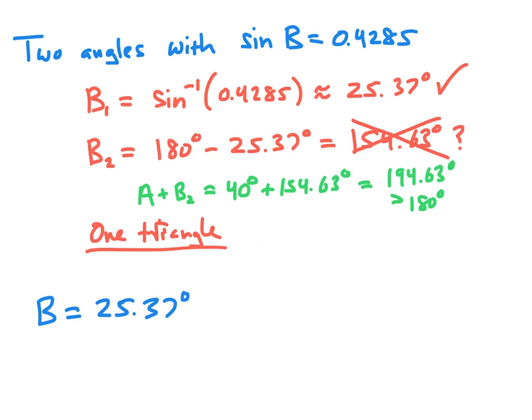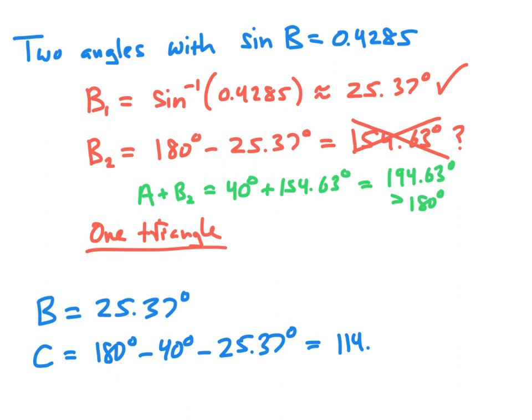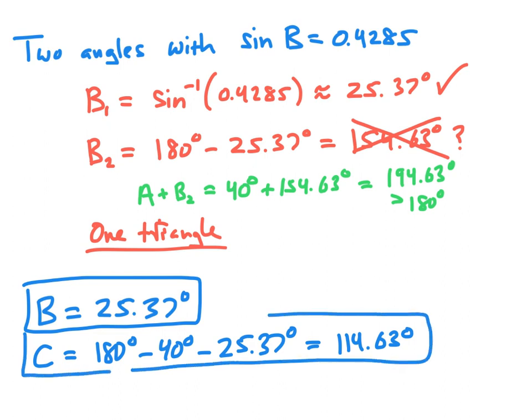All right, now that we know two of the angles, we know A is 40 and B is 25.37, we can always find the third angle by subtracting those two known angles from 180 degrees, which is the sum of all three of them. So in this case, when we subtract 40 and 25.37 from 180, we obtain angle C to be 114.63 degrees. And so we have angle B here, and now we have angle C. And this concludes all three of our angles, since angle A was given.